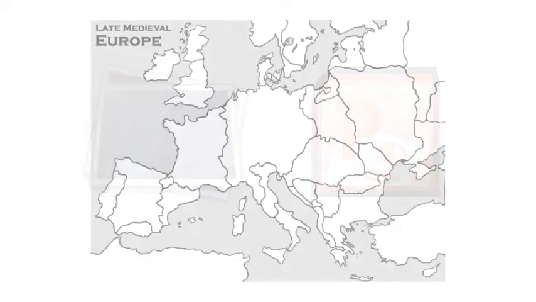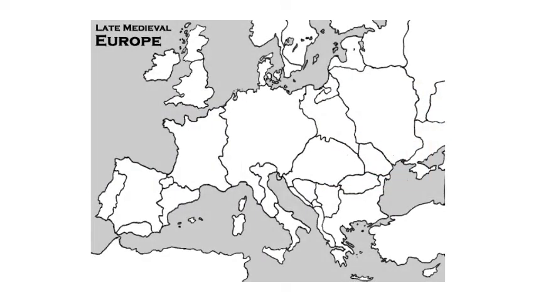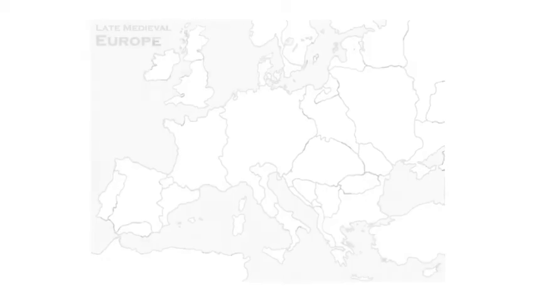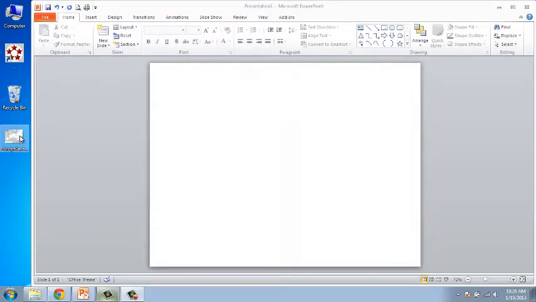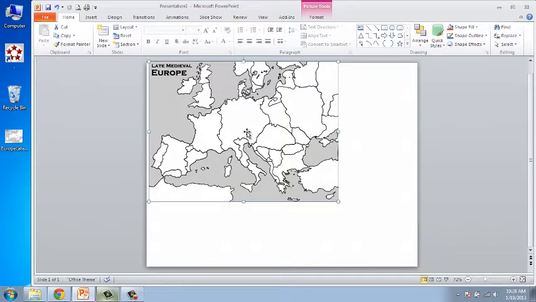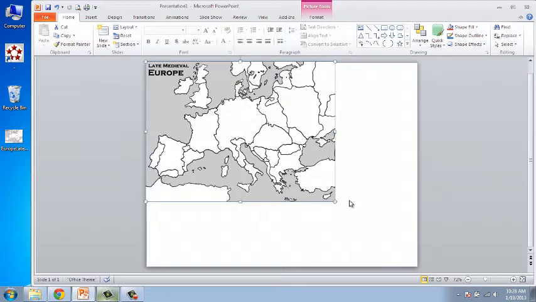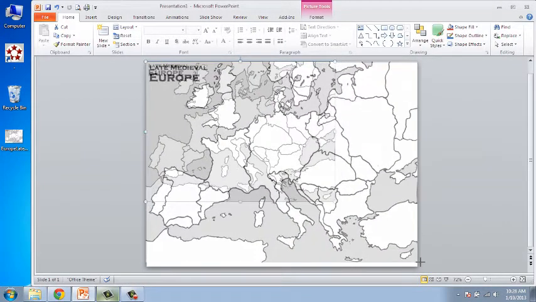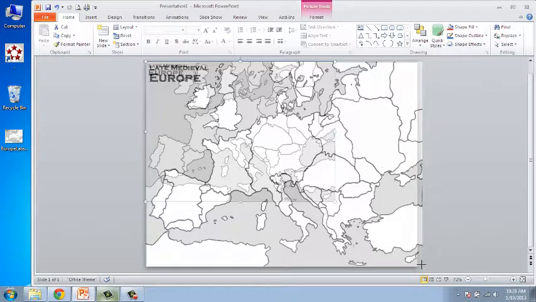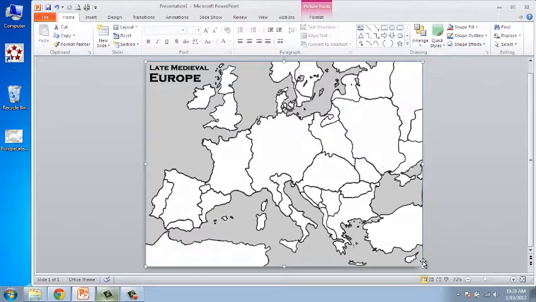Here's an image, a map, that we want to go ahead and draw attention to. I'm going to go ahead and open up PowerPoint, drag this map in. I'm going to go ahead and resize it. Now the size of the slide is going to be the size of the image. If I wanted to go ahead and keep the original size of the image, I would have to resize the size of the PowerPoint presentation itself.